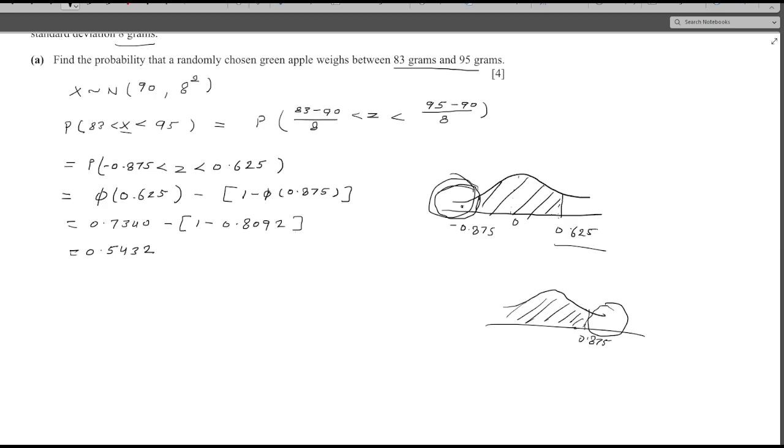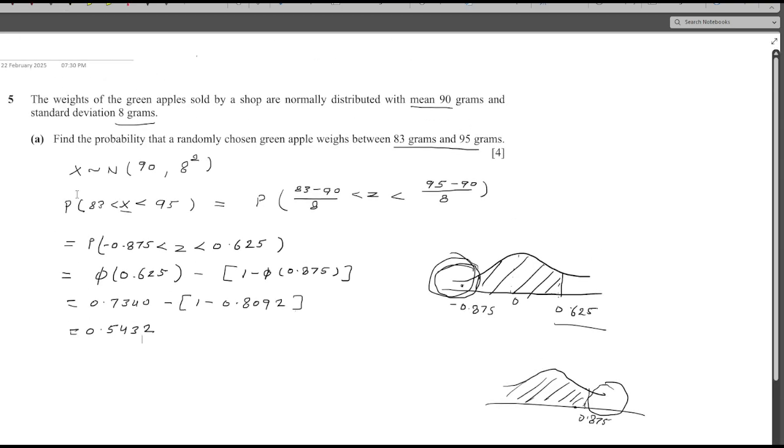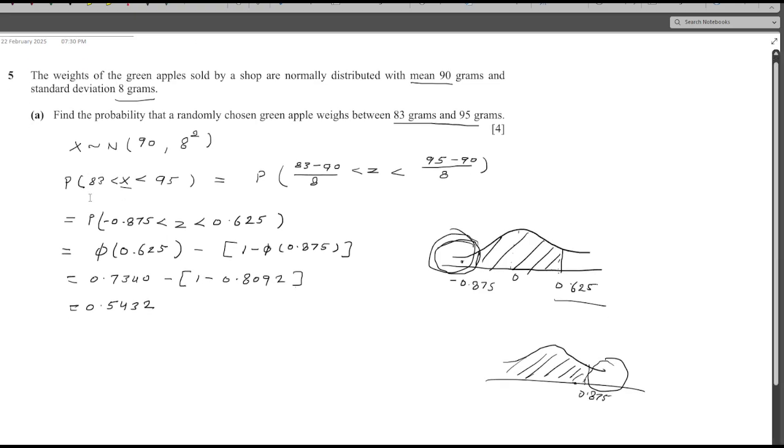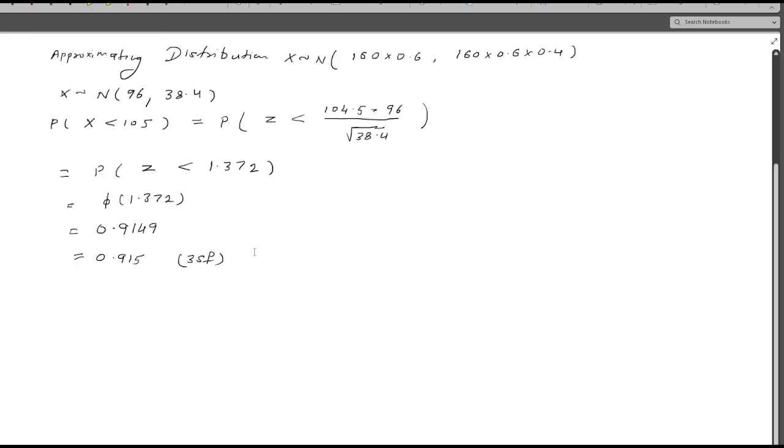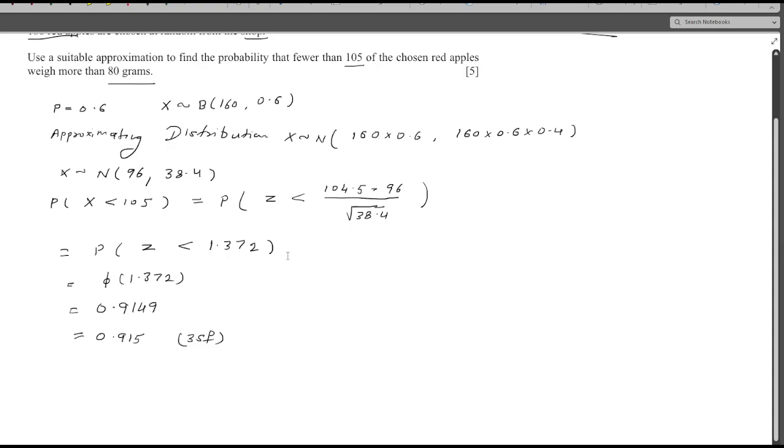So here this problem has two parts in which we applied normal distribution, and in the second part we applied an approximate distribution and converted our binomial distribution to normal distribution.